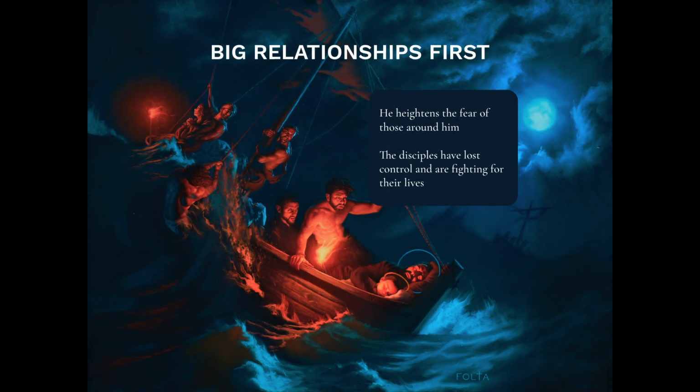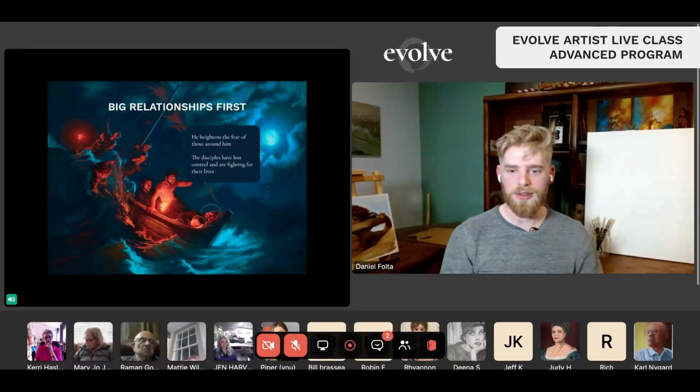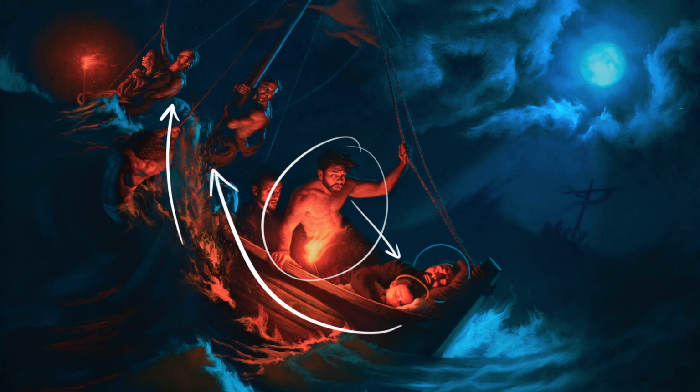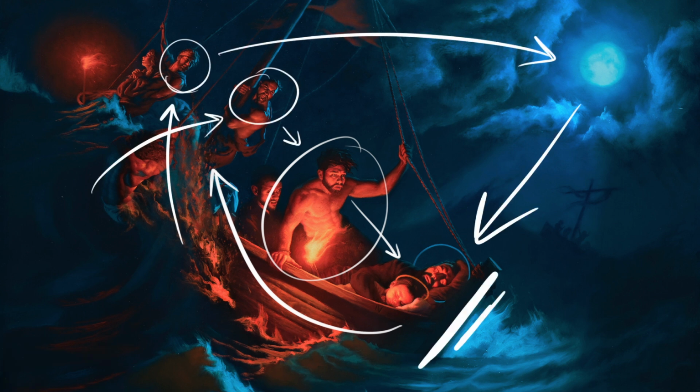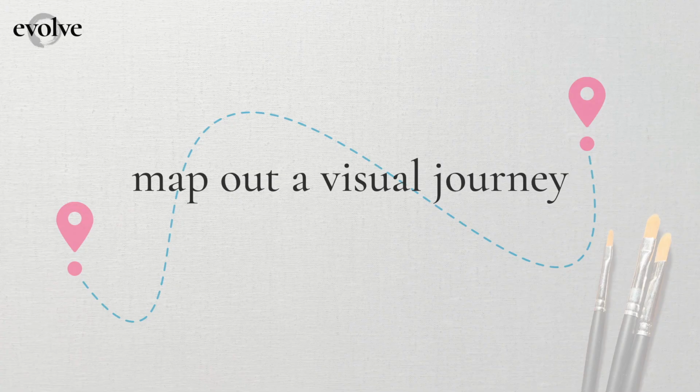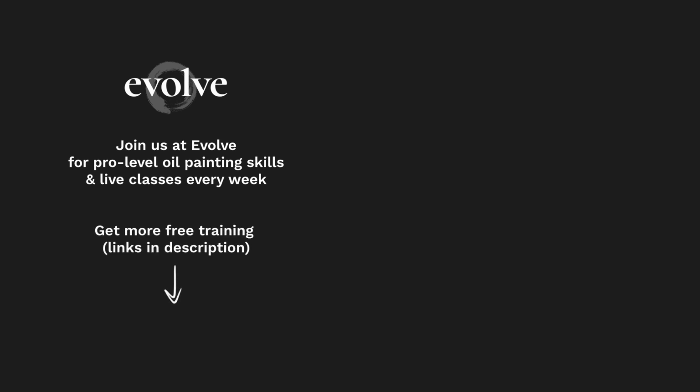So again, keep in mind big relationships, the overarching relationships first, and then work your way down. Just like with values, we start with these basic things and then get more narrow into the details. So that's one aspect of creating relationships for a narrative. But then there's also creating a visual journey. In our paintings, we capture a single moment, but we can do a lot to create a flow of understanding what's happening and then what happens next.